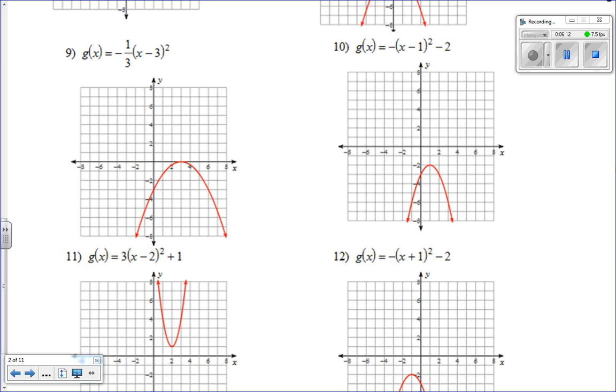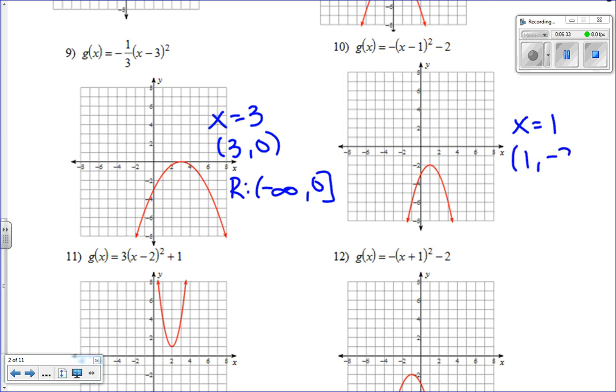Going on to the next ones. Your axis of symmetry is at x equals 3. Your vertex is at 3, 0. Your domain is negative infinity to positive infinity. Your range is negative infinity to 0. Number 10, your axis of symmetry is at x equals 1. Your vertex is at 1, negative 2. Your range goes from negative infinity all the way up to negative 2.